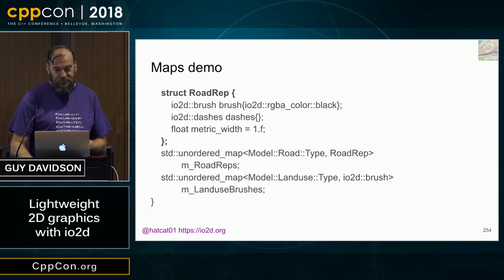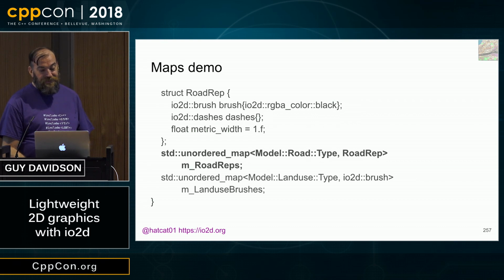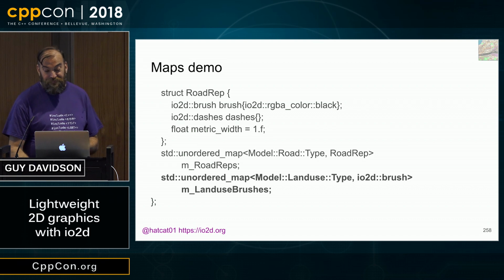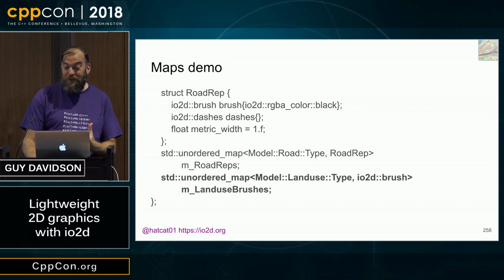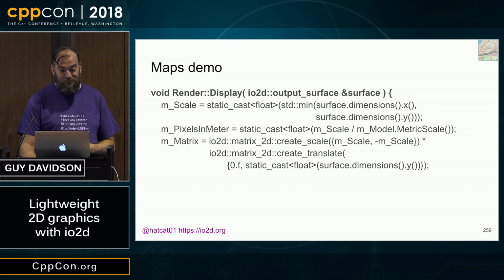Quite a lot of this. The roads are represented as a black brush with dashes. Different road types have different representations, and different land use types use different brushes. And that's the end of the class definition. Fortunately, the function definitions are quite simple. I hope that by now you can guess what the makeup of these functions is going to be. So let's take a quick spin through these.